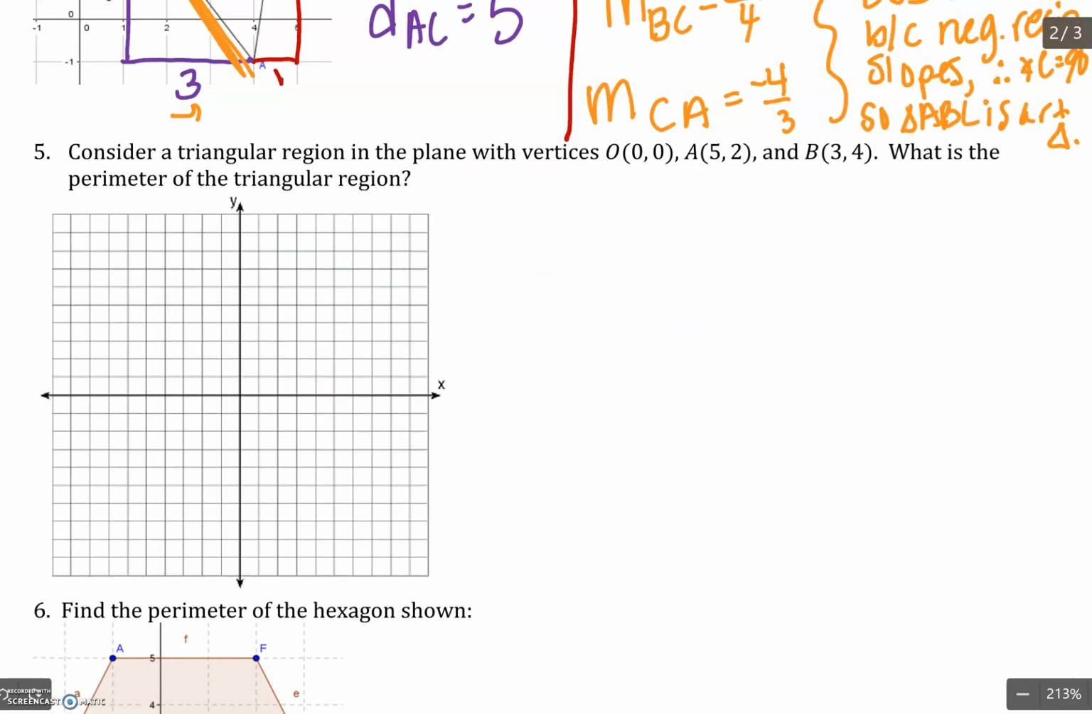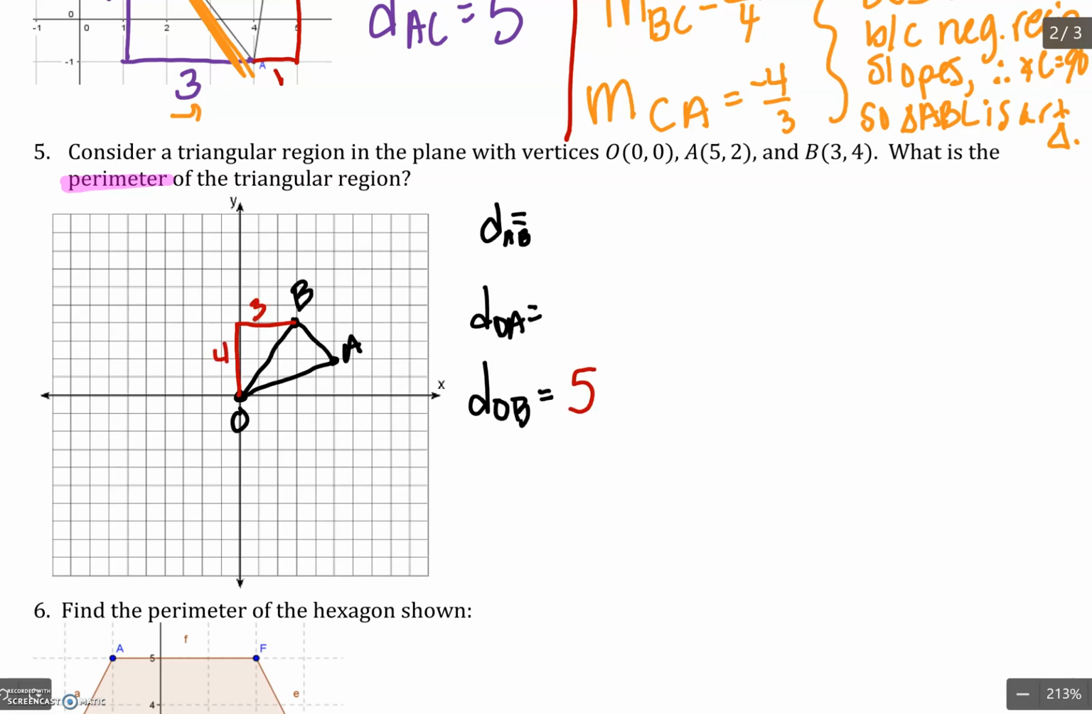Next one, we are trying to find the perimeter of the triangle. So I'm going to graph it. And I'll find the distance for each one, because perimeter does mean to add up all the distances. So you can use your Pythag or you can use your distance formula. To get from O to B, it's up 2, 3, 4 and right 3. So that means that OB has to be 5 because it's a 3, 4, 5 triple.